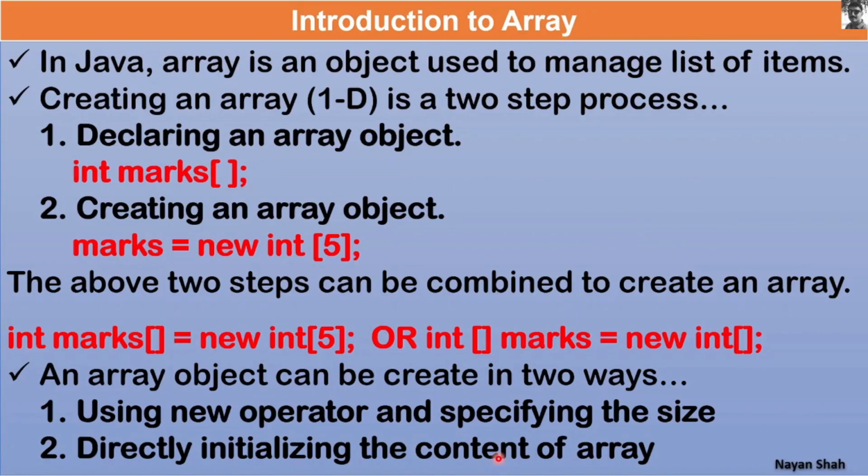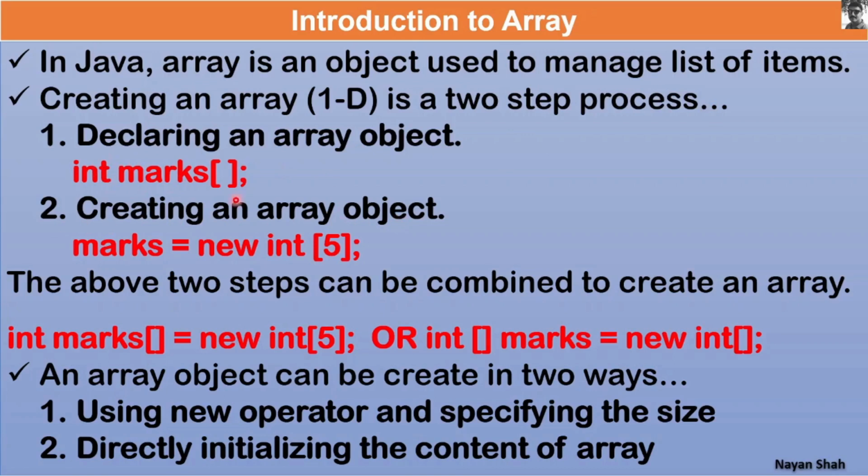In Java, array is an object used to manage a list of items. Remember, array is an object. That means Java already has an array class, and we can create the object of that array class. So creating an array, that is a one-dimensional array, is a two-step process. One, you declare an array, and second, you create that array object.